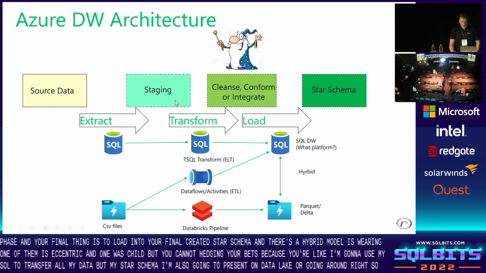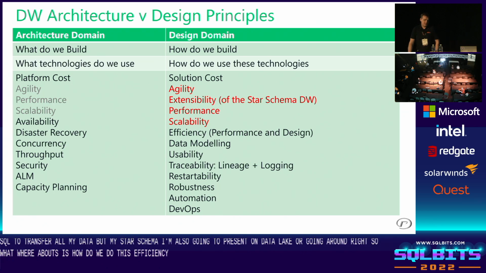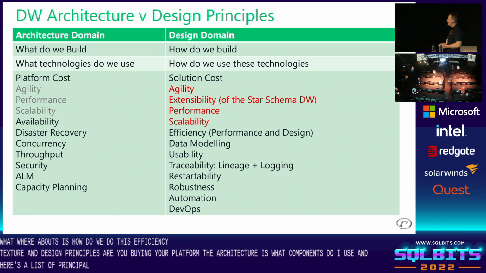So what we're about is, how do we do this efficiently? The first thing is to talk about architecture and design principles. When you buy your platform, the architecture is what components do I use? And here's a list of principles that people look for when they pick their architecture.